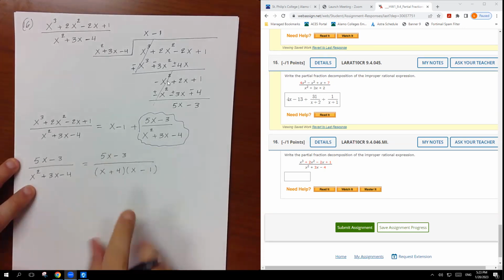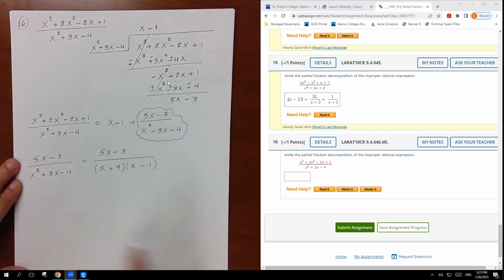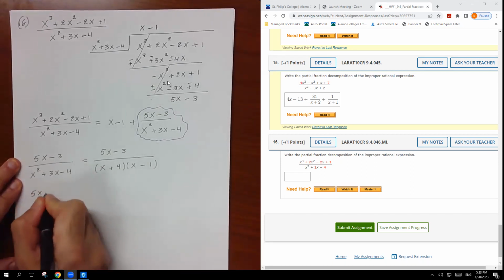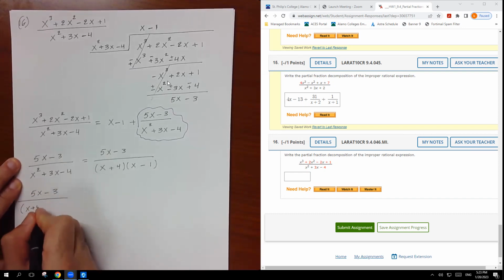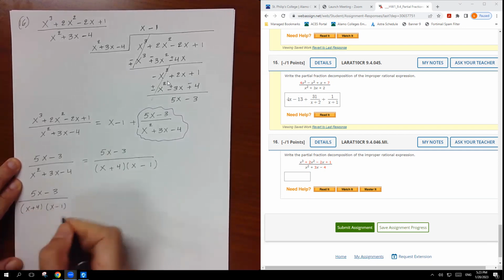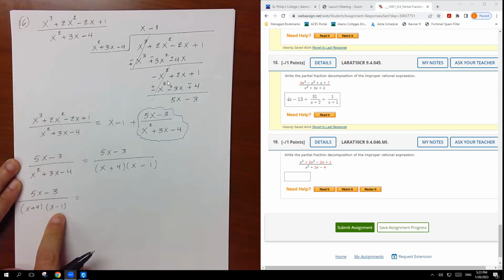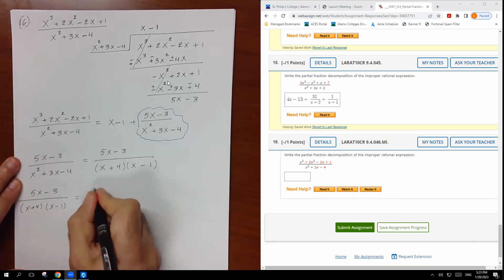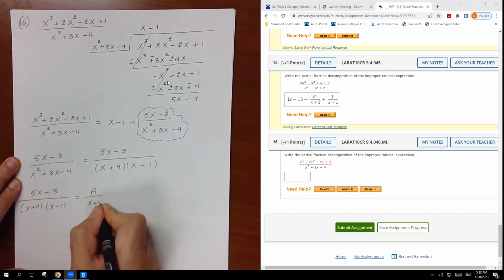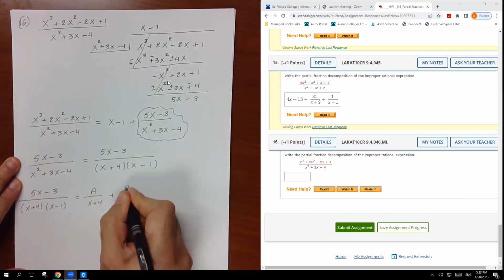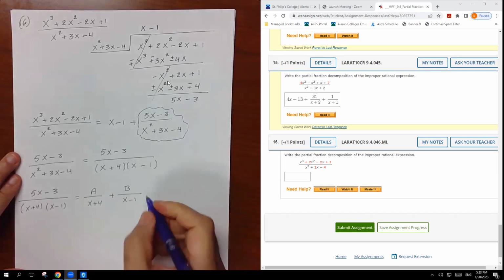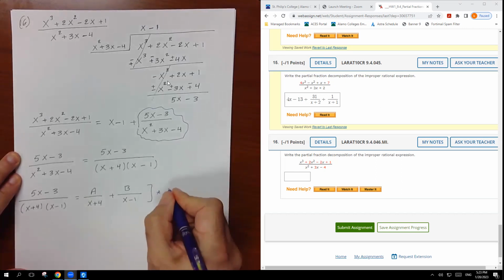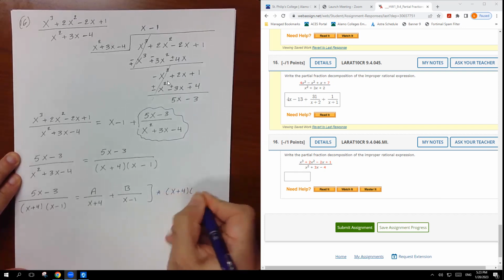So now we need to find the partial fraction for this one. I'm going to write this down again: 5x minus 3 divided by x plus 4 times x minus 1 equals. Both are linear factors, so it's going to be a over x plus 4 plus b over x minus 1. Now we're going to do exactly the same steps. So I'm going to multiply by the least common denominator, which is x plus 4 times x minus 1.